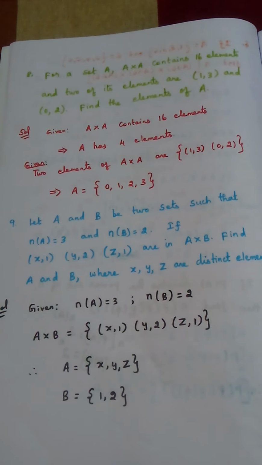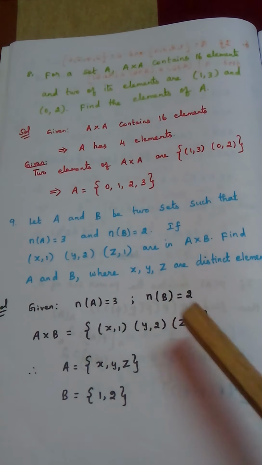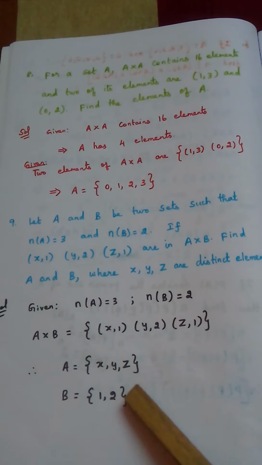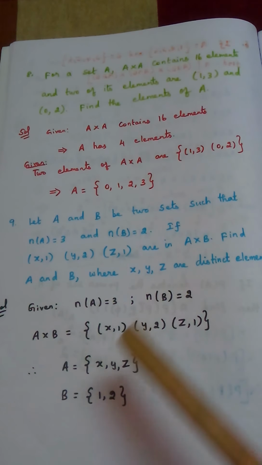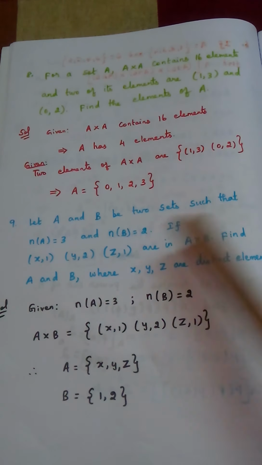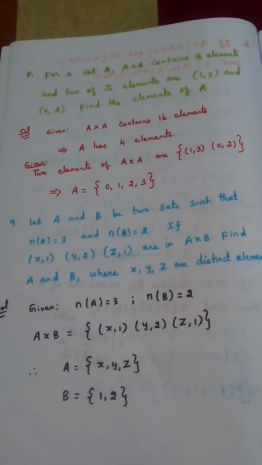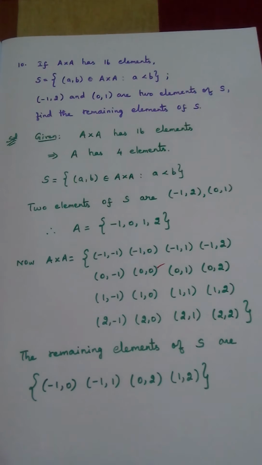What are the elements of B? Where do I have to search? See the second elements: 1, 2, and again 1 is present, so I need not write 1 twice. So 1, 2 are the only 2 elements present in B. So we found the elements of A and B. I think you will understand this. We will go for problem number 10 now.